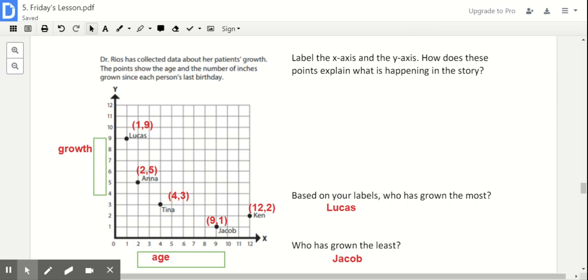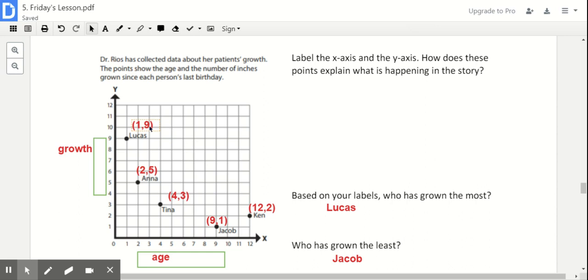So, based on your labels, who has grown the most? So, which label or which axis helps us know who has shown the most growth, X or Y? Correct, it's Y. So, we need to look at who has the highest number in growth to know who has grown the most. So if we look at Lucas, we know that he is 1 and has grown 9 inches since his last birthday. That's a lot of growth.